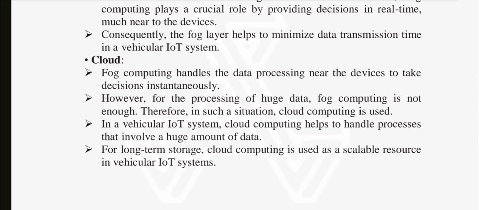Fog computing handles the data processing near the devices to take decisions instantaneously. However, for the processing of huge data, fog computing is not enough. Therefore, in such a situation, cloud computing is used. In a vehicular IoT system, cloud computing helps to handle processes that involve a huge amount of data. For long-term storage, cloud computing is used as a scalable resource in vehicular IoT systems.